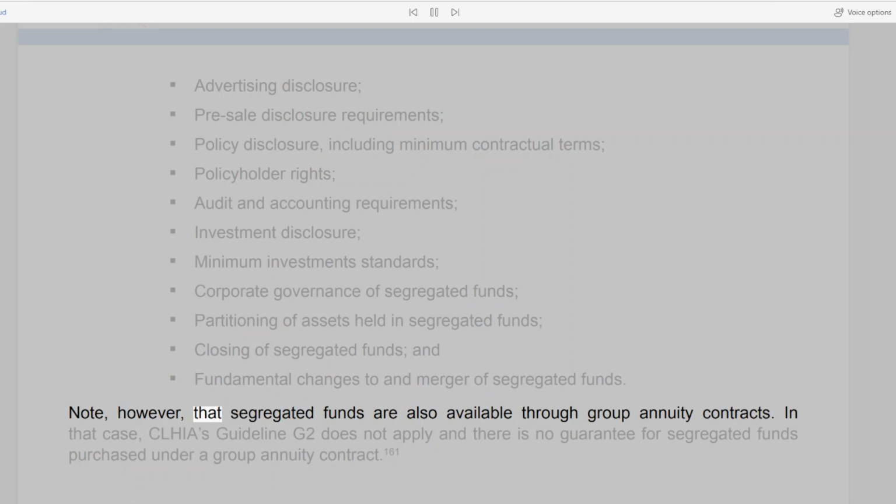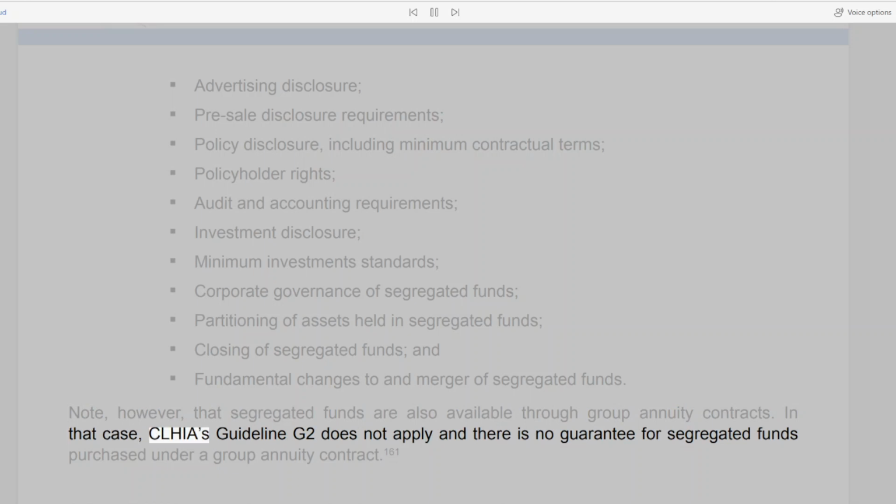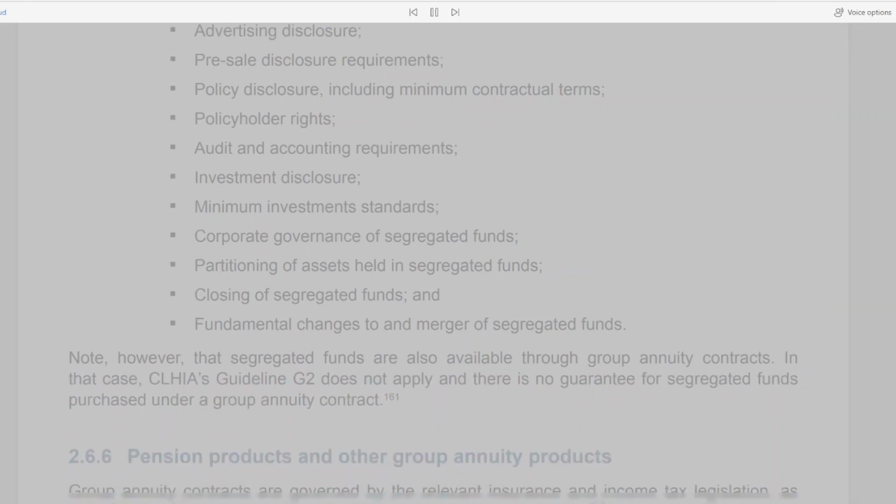Note, however, that segregated funds are also available through group annuity contracts. In that case, CLHIA's Guideline G2 does not apply, and there is no guarantee for segregated funds purchased under a group annuity contract. 161.